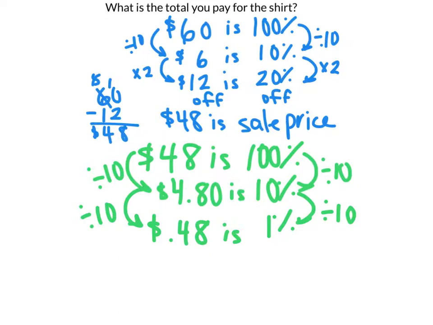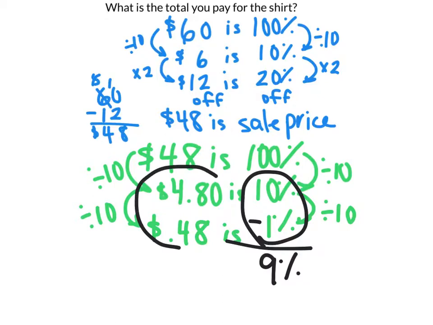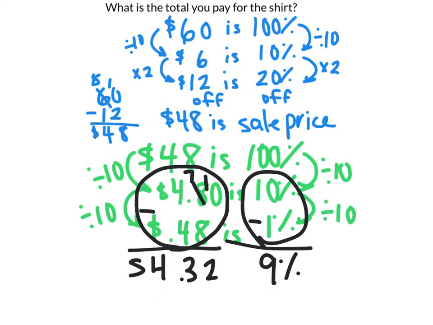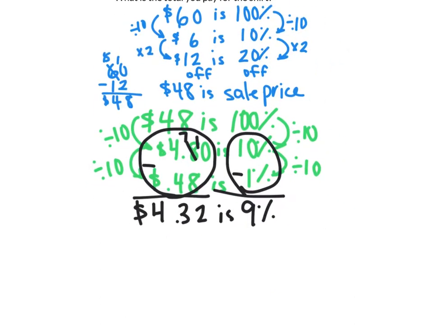So I need 9%. So that means I'm going to take my 10% and my 1% and I'm going to subtract them, because when I do that, that makes 9%. So that means I'm going to take my $4.80 and I'm going to subtract 48 cents, and that will give me what my 9% is. So when I do that subtraction, I end up with $4.32 is 9%. So that 9% is the tax. So I'm paying $4.32 in tax.